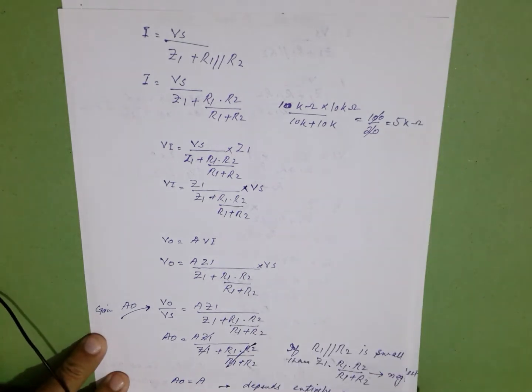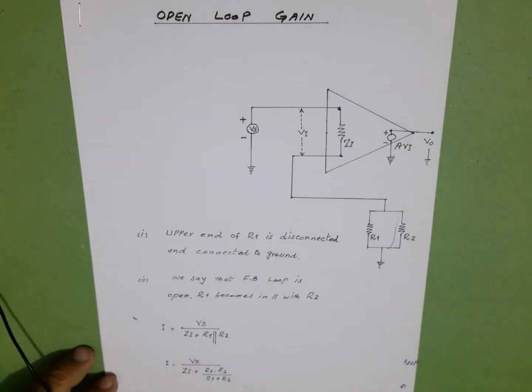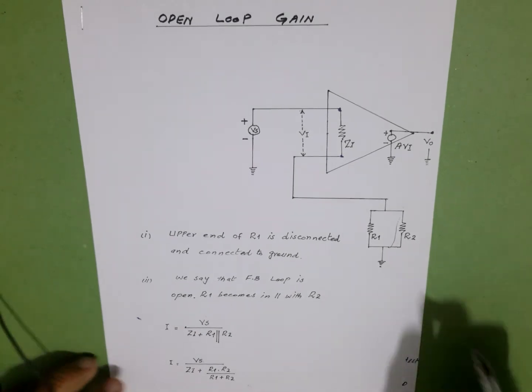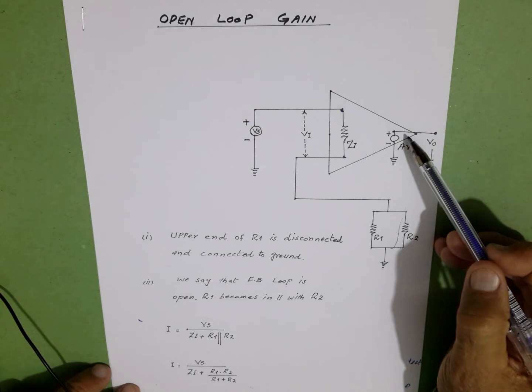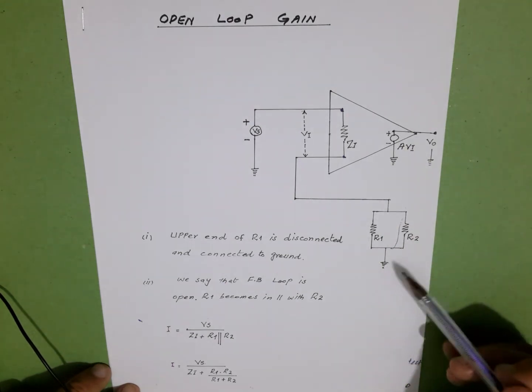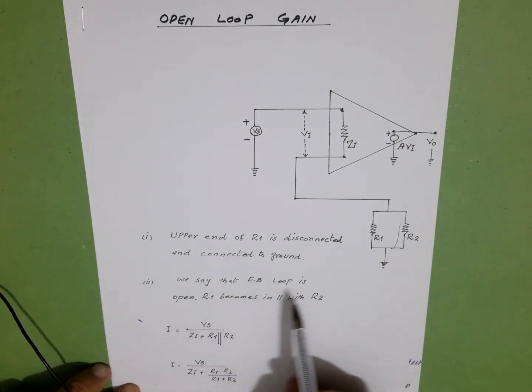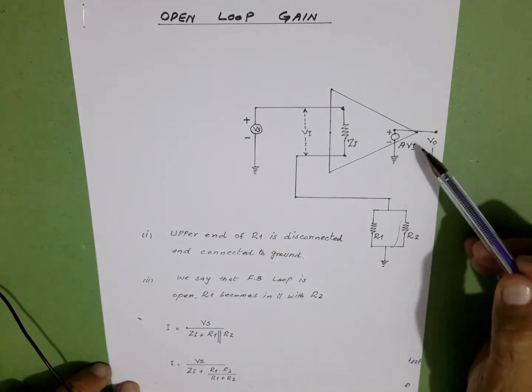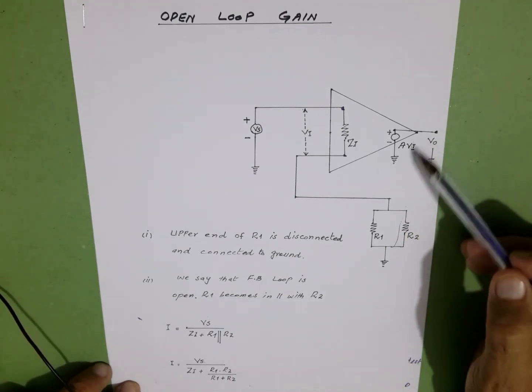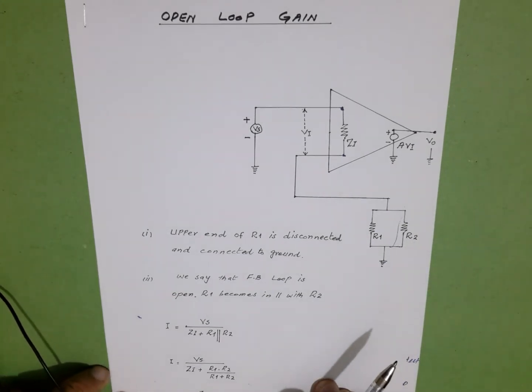Let us go to the summary. The upper end of R1 is disconnected. We have disconnected it from here and connected it to ground. We say that the feedback loop is open. There is no feedback taking place. Previously, the voltage was developed across R1 and R2. Output voltage across R2 was taken as the feedback voltage.